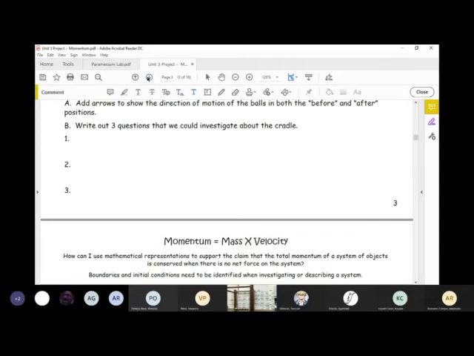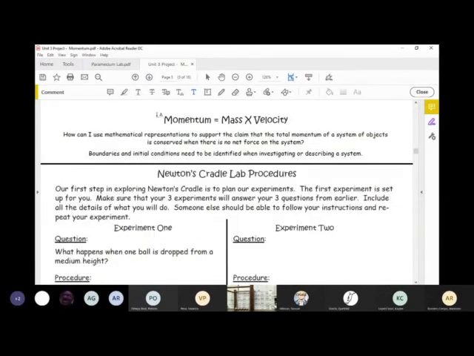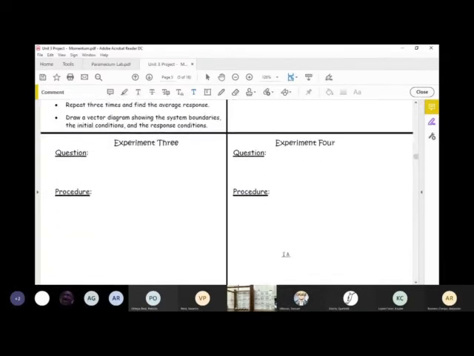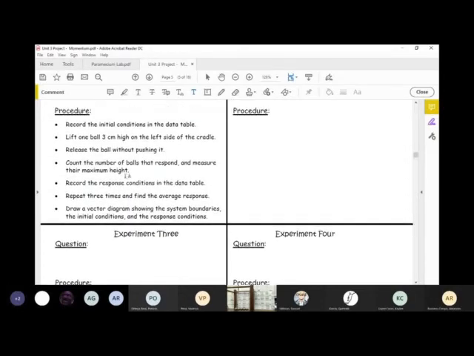Then on page 5, you need to make sure you've written out your procedures. You copy the questions from page 3. This is question 1 from page 3, and you write out a procedure. Same thing for the other 2. Here's a procedure that you could use as a guide.